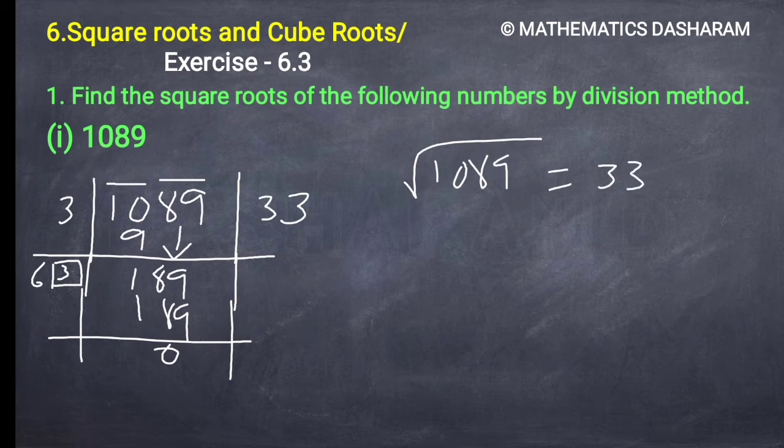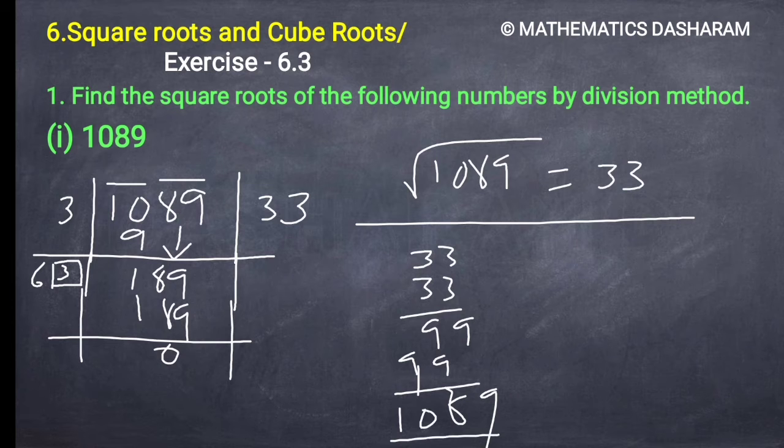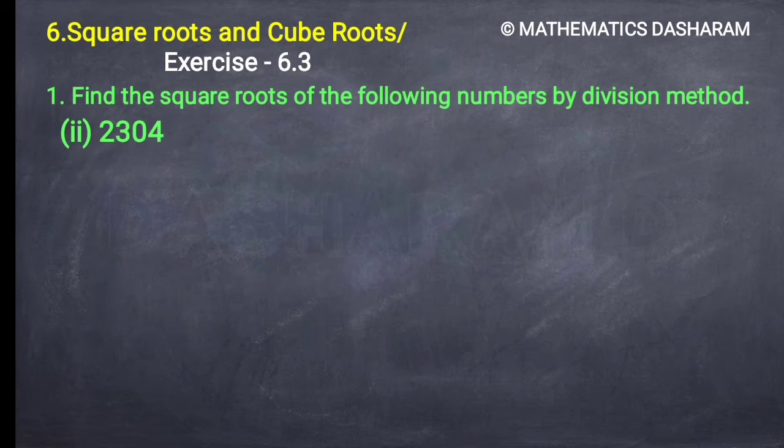Therefore the square root of 1089 equals 33. So let's verify our answer. 33 into 33, 3 3s are 9, 3 3s are 9. So 9, 18, 1 carry. So 1089.